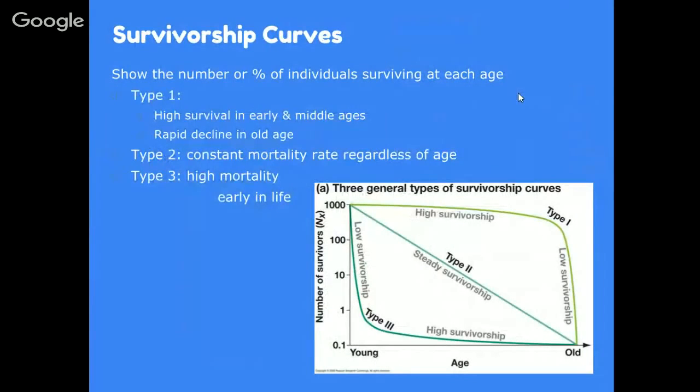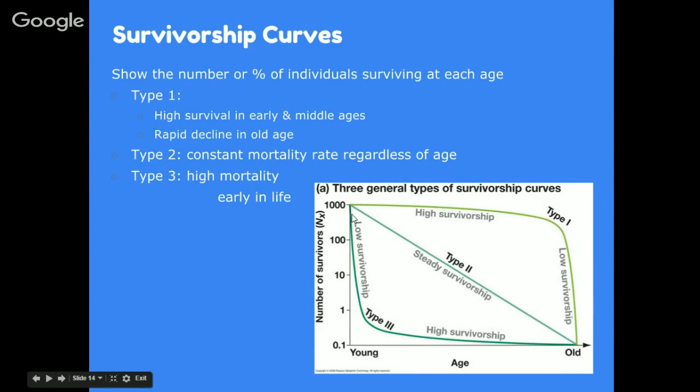So let's talk about survivorship curves. Now we're looking at graphs. We've got to practice our graph reading skills. There are 3 general types of survivorship curves that we will look at. Type 1 is going to be high survivorship in early and middle ages. So species tend to survive pretty well when they're young and middle aged, and then low survivorship in old age. So we'll see this decline here once the species becomes old.